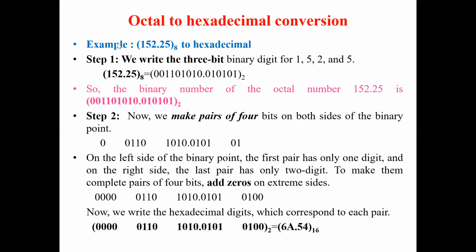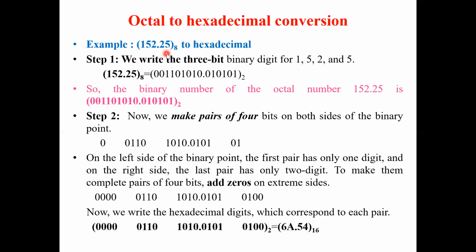When you are writing, we are discarding the leading 0 because adding 0 in front gives no benefit. So this is 6. This is 10, and remember it is hexadecimal representation, so 10 is A. This is 5, 0 1 0 1 is 5. 0 1 0 0 is 4. So 6A.54 is the hexadecimal representation of the octal number.